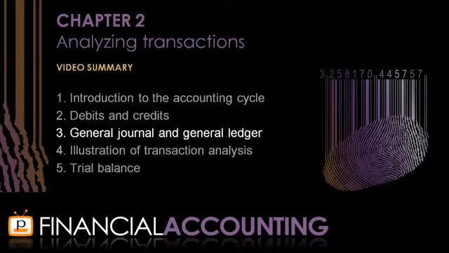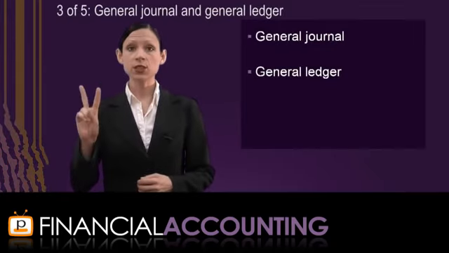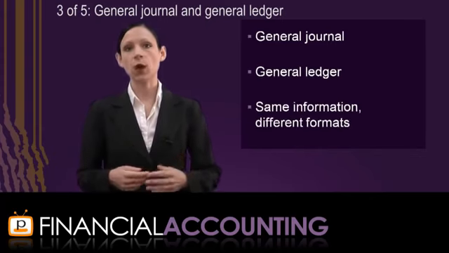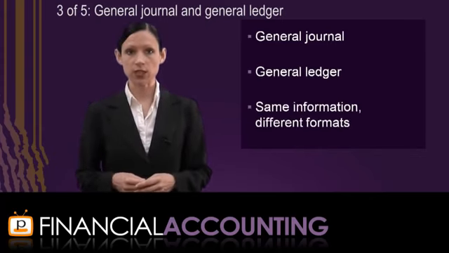Now that we've revised the rules of debits and credits, the next section to be covered is the general journal and general ledger. Remember, these are two different documents. They summarise the same information, but just in different ways, and you need to remember which is which.